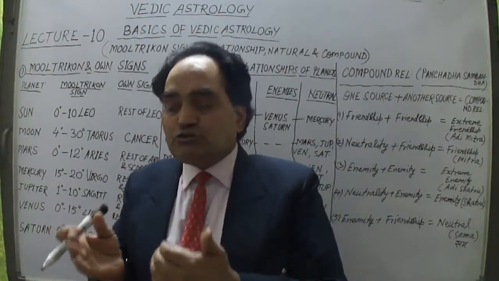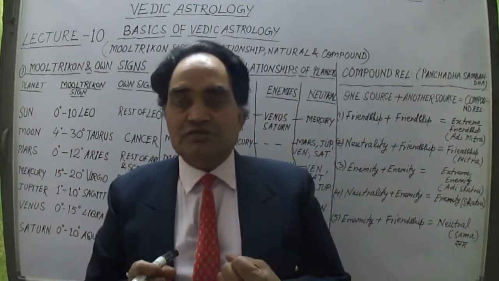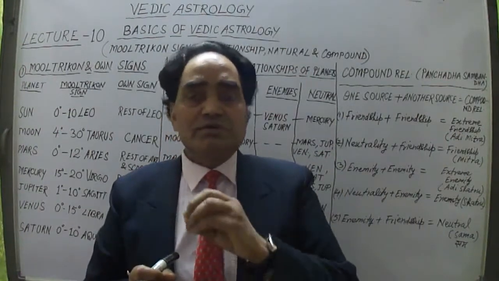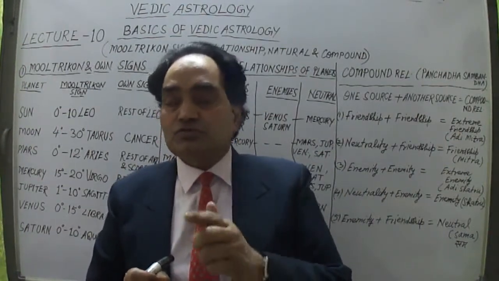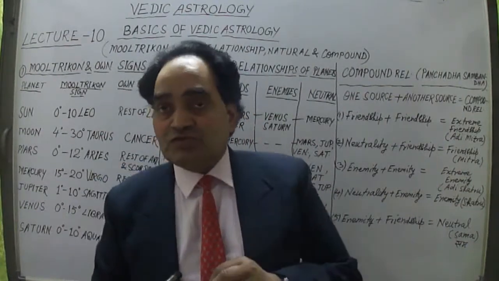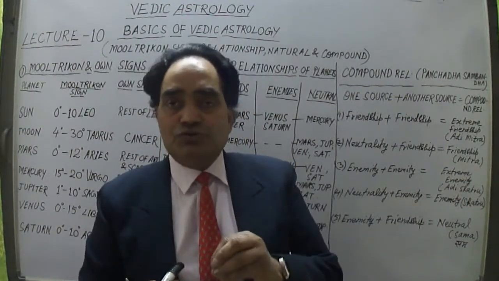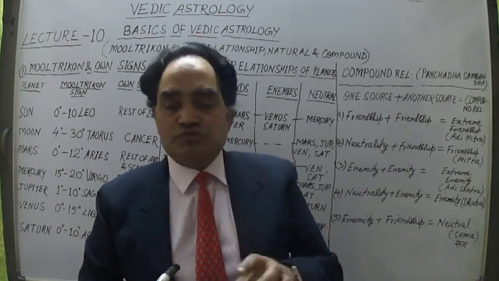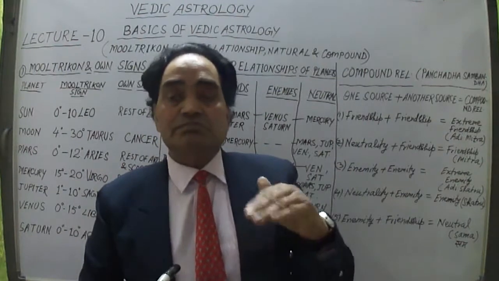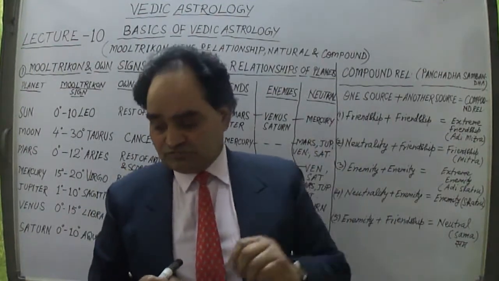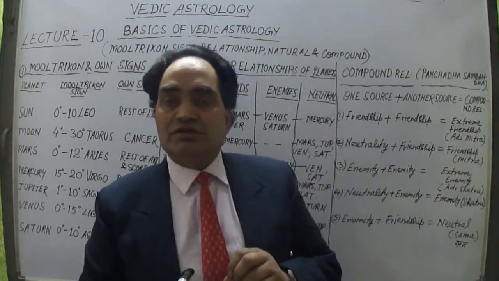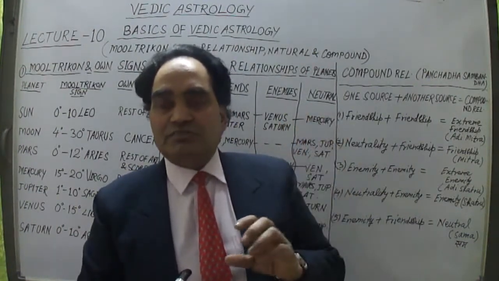What is the actual relationship among the planets? This is very important for every person who wants to understand Vedic astrology. As I have told you a number of times, most of the Sanskrit scriptures say that this is the Para Vigyan. Para Vigyan means the science which is beyond science, we may say super science.